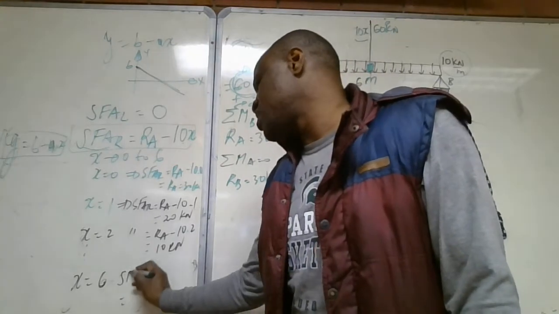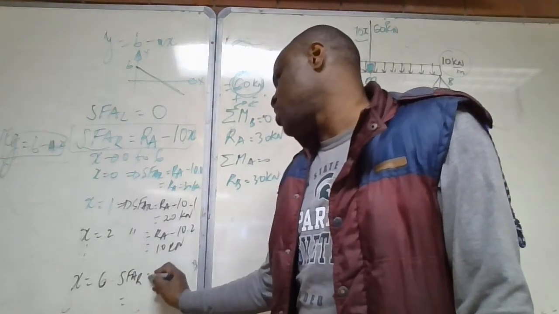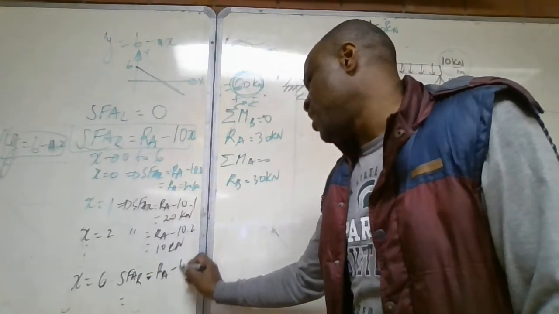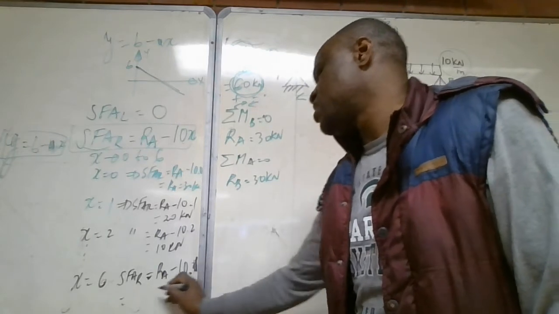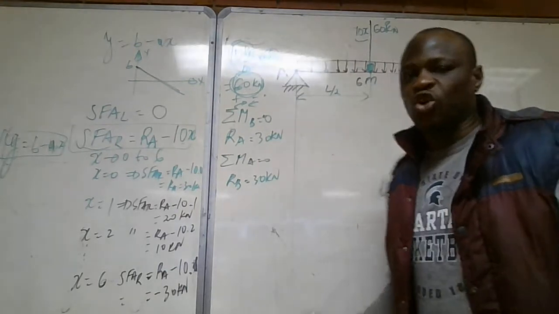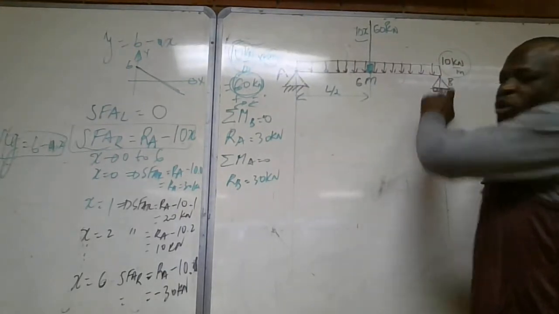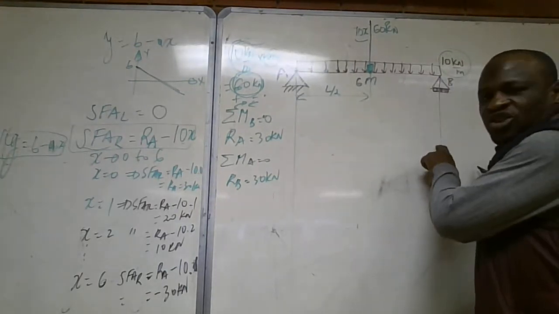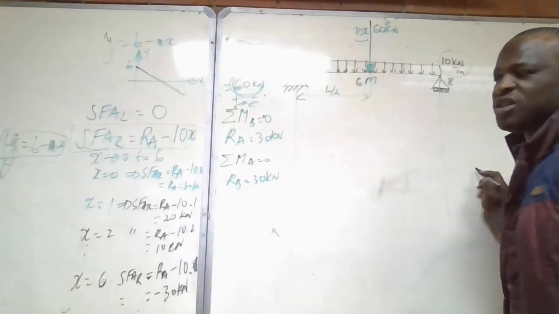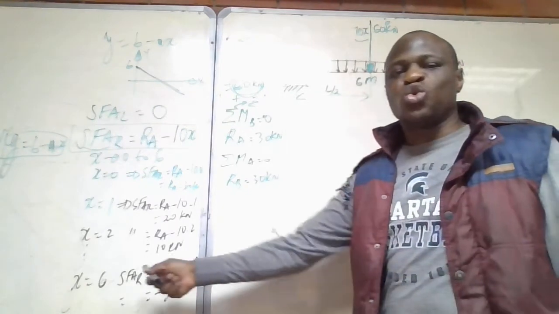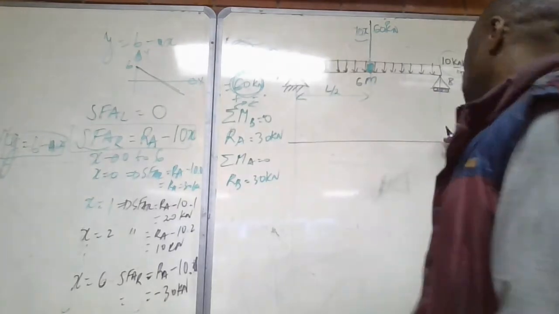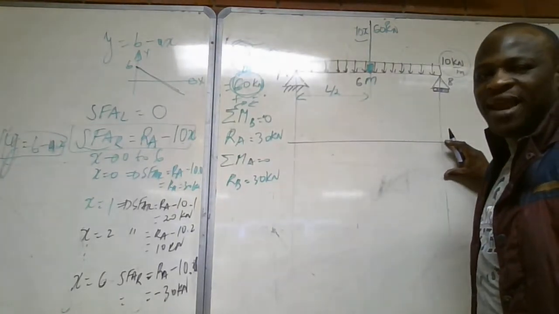If we get to x equal to 6, what's going to be the shear force? It will be RA minus 10 times 6, and this will be minus 30. It means that for x equal to 6, once we reach this point, the value of the shear force will be minus 30. This equation already helps us find the value of the shear force when we are at the maximum length.